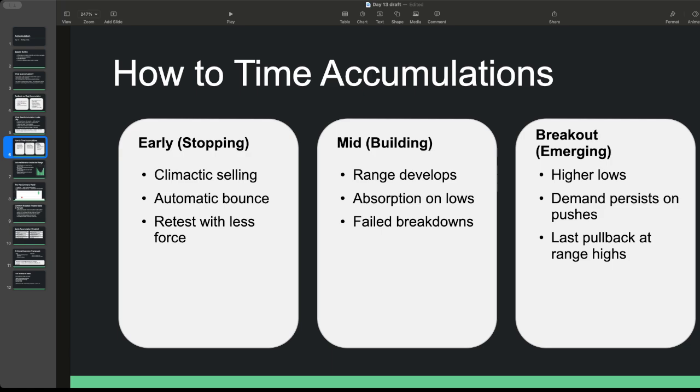And then the most fun part is the last pullback at range highs. That is usually the best opportunity within an accumulation. And that's the one that can really set you up for a massive, massive win.